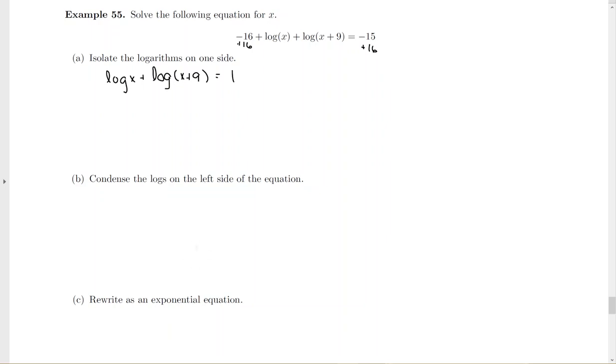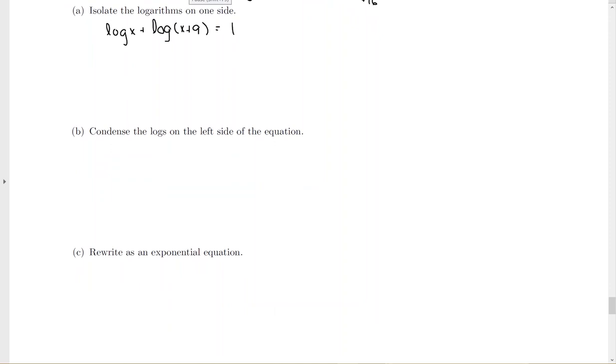Step 2, condense the logs on the left into one logarithm. There are no powers to pull up, and it's a plus sign in between. So this is going to be log base 10 of, and then it's going to be multiplication, x times x plus 9, equals 1. Go ahead and multiply that out. So I'm going to distribute x times x and x times 9.